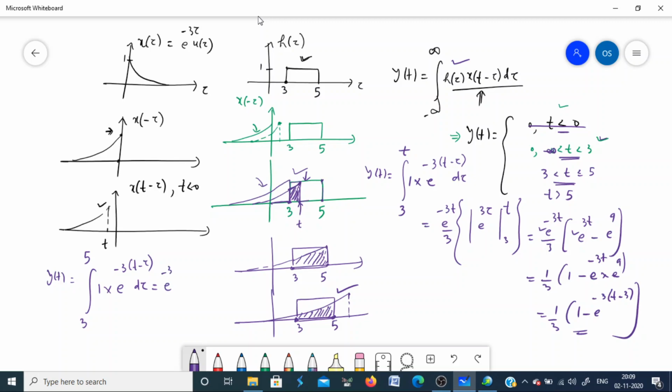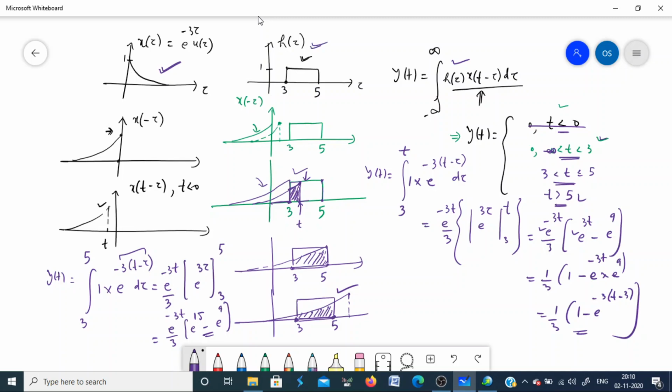So you can integrate it simply. e raised to power minus 3t will be outside the integration, and you will get e raised to power 3 tau here. Integration of that will be 1 by 3 e raised to power 3 tau, limits from 3 to 5. So you will get e raised to power minus 3t by 3 into e raised to power 15 minus e raised to power 9. This is for t greater than 5. Okay, so these are the two answers if you shift and fold this function and keep the other fixed.